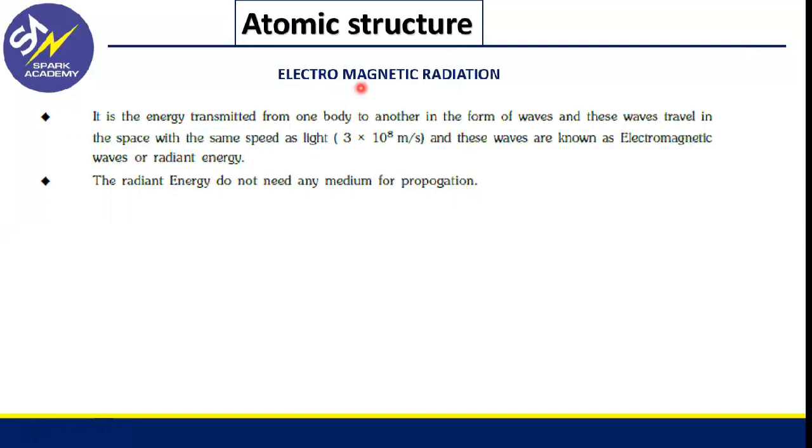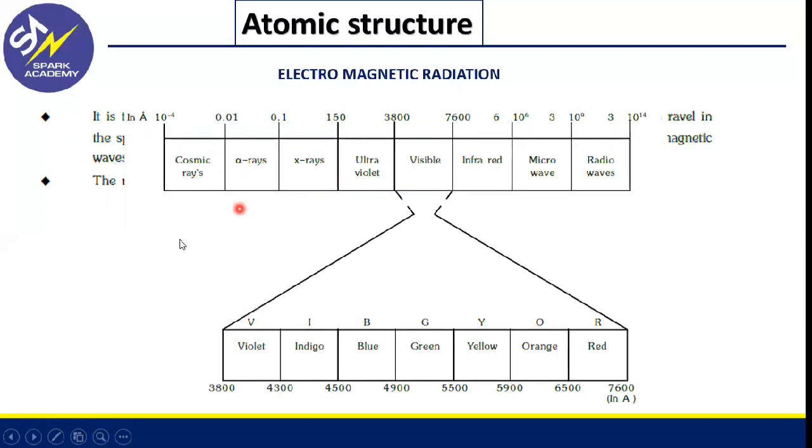The first one is electromagnetic radiation. If energy is transmitted from one body to another in the form of waves, and these waves travel with the speed of light, 3 times 10 to the power of 8, then those waves are called electromagnetic waves or radiant energy. This radiant energy does not need any medium of propagation, so heat can be transmitted through air, water, or solid by this radiation. It is in the form of waves and travels at the speed of light. This is the composition of the electromagnetic radiation.